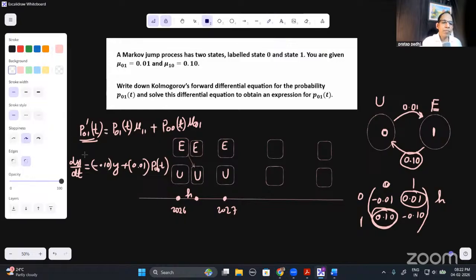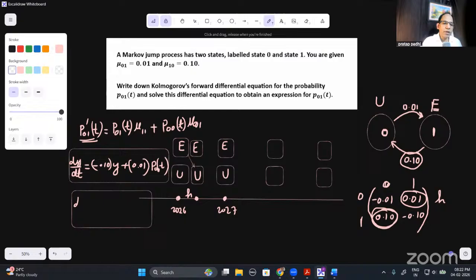Now this is an easy problem. Why is this an easy problem? Sometimes it will not be that easy. Why is this easy? Because there are only two states, dy upon dt, right? And then you take that side plus 0.1 y is equal to 0.01. Here P00T is given because P00T plus P01T is equal to 1. P01T is y you have taken. So this will be 1 minus y.